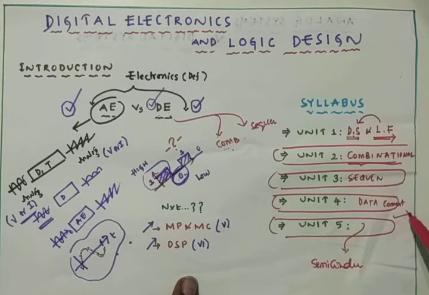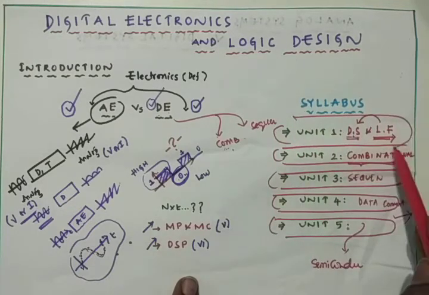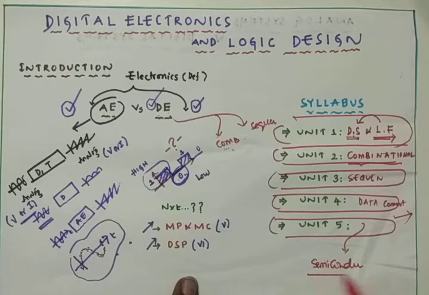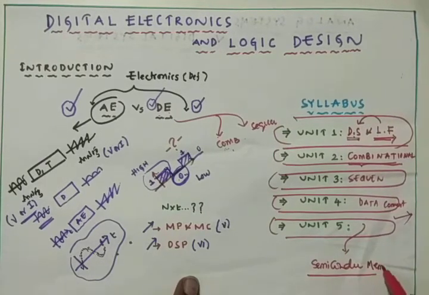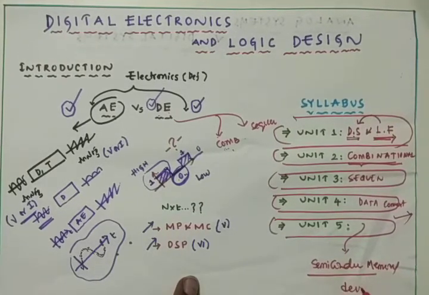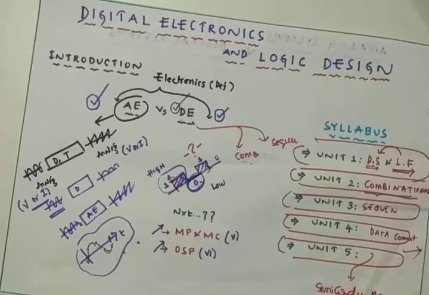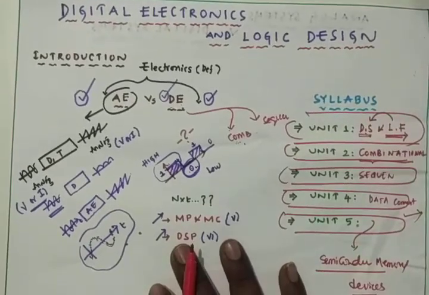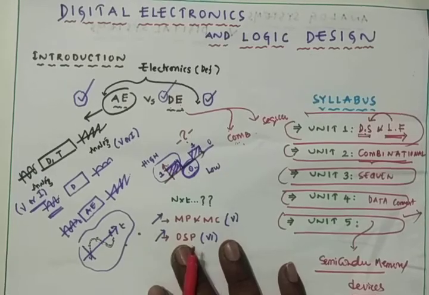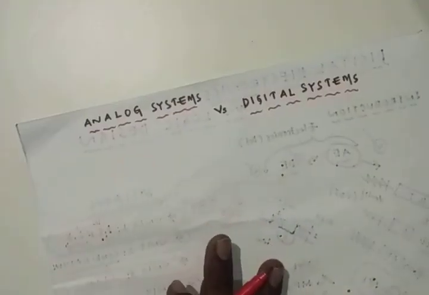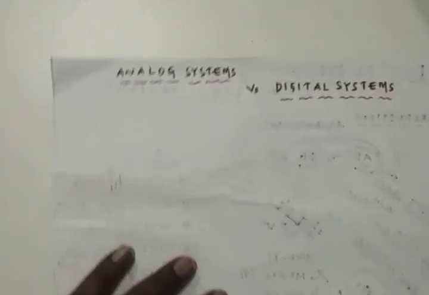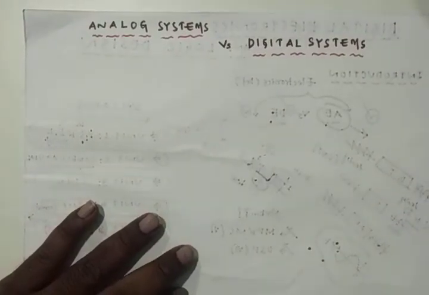And we know that digital data has to be stored somewhere. By making use of semiconductor devices, we are going to store digital signals in the form of zeros and ones using semiconductor memory devices. This is about the complete syllabus of Digital Electronics and Logic Design. Now I am continuing with what is an analog system and what is a digital system. With this I am going to close this session.